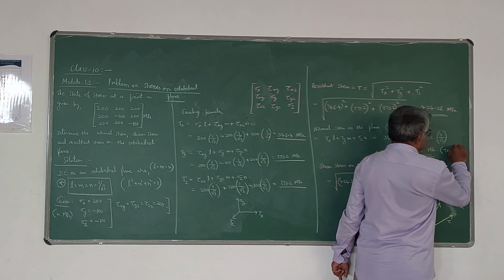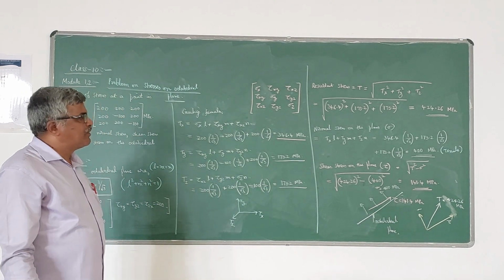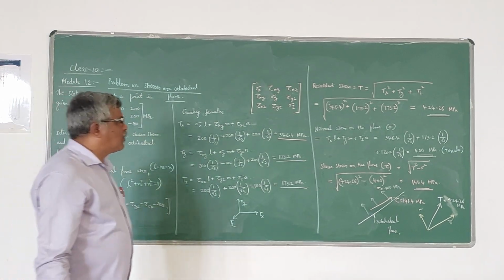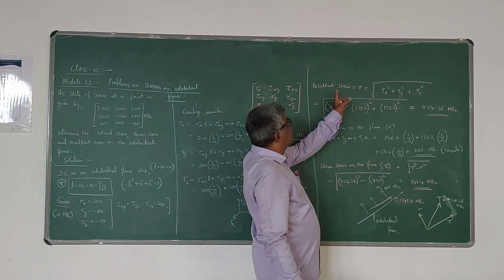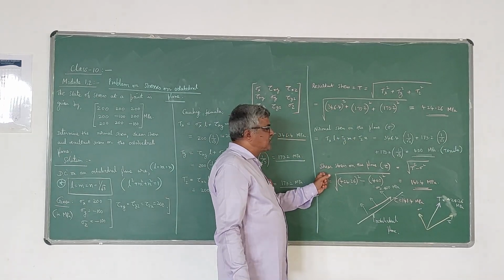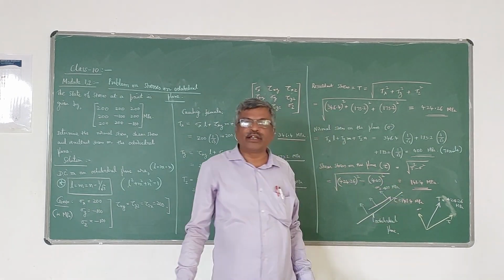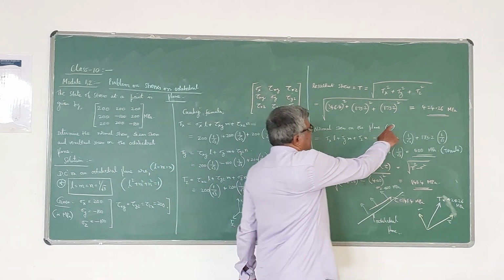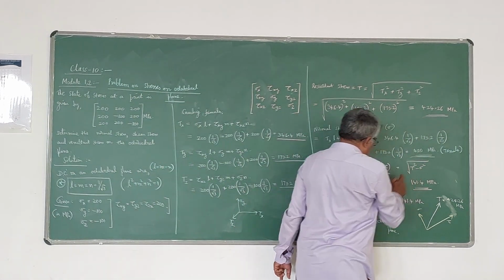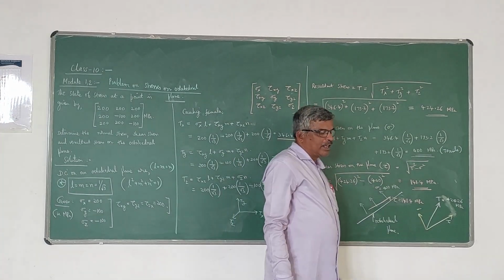Since the value is positive, we can say that it is tensile in nature. Normal stress can be either tensile or compressive. If it is positive, it is tensile. If it is negative, it is compressive. Now, once you get these two, normal stress and the resultant stress, you can find out the shear stress on the plane, that is tau, which is nothing but root of T square minus sigma square. So T value you have got here, sigma value you have got here. If you substitute and simplify, you will get 141.4 MPa.